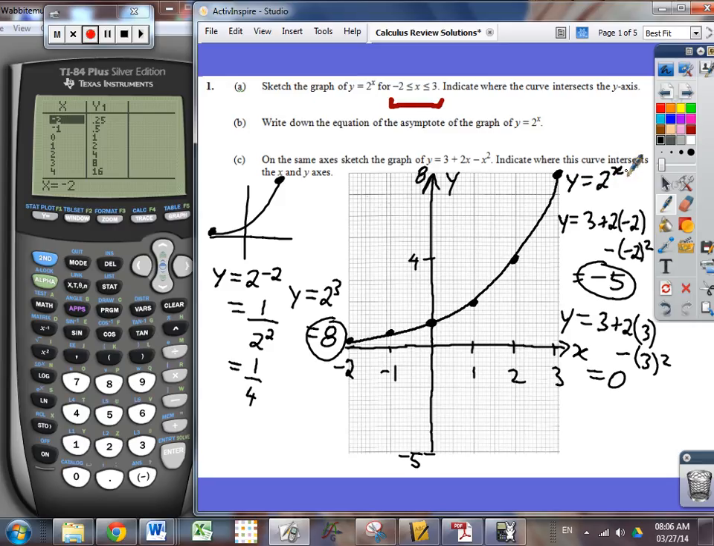We need to indicate where the curve intersects the y-axis. That obviously is right here. A good indication is an actual set of coordinates. That is the coordinate 0, 1.